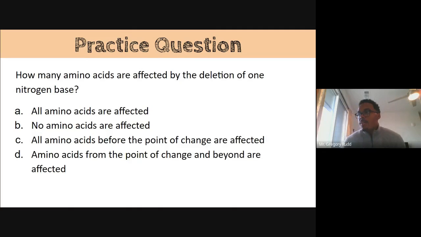Second practice question: how many amino acids are affected by the deletion of one nitrogen base? Is it A, all amino acids are affected? B, no amino acids are affected? C, all amino acids before the point of the change are affected? Or D, amino acids from the point of change and beyond are affected? Go ahead and send your answer to the chat again, please.